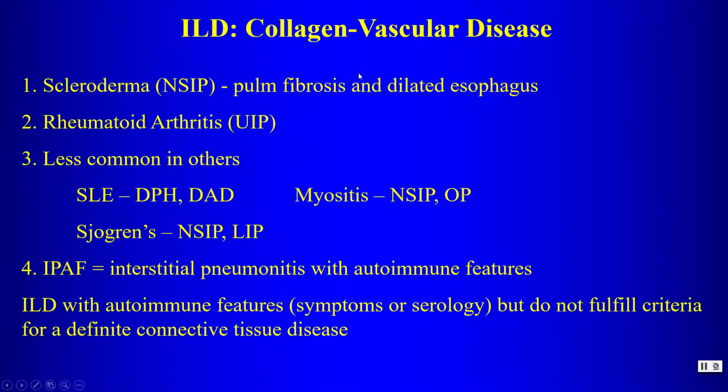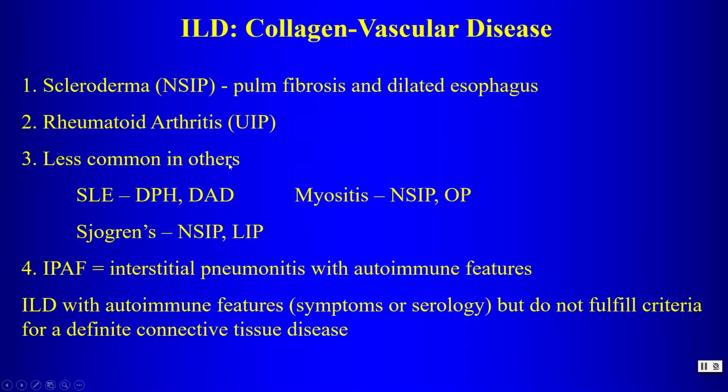So collagen vascular diseases can be associated with pulmonary fibrosis. The most common ones: scleroderma, where you look for the dilated esophagus, and rheumatoid arthritis. Rheumatoid arthritis tends to be associated with a UIP pattern. Scleroderma is associated with an NSIP pattern.